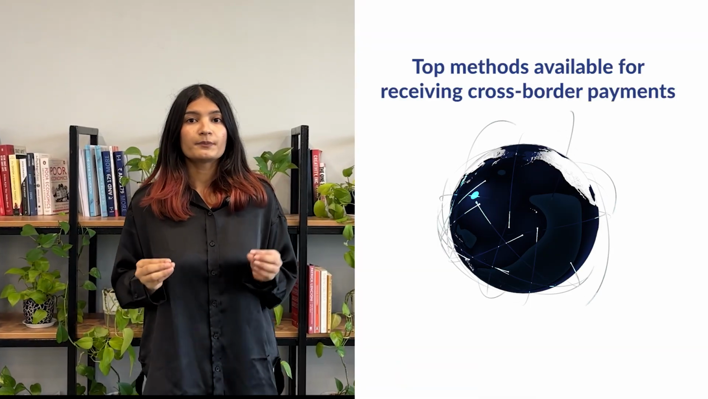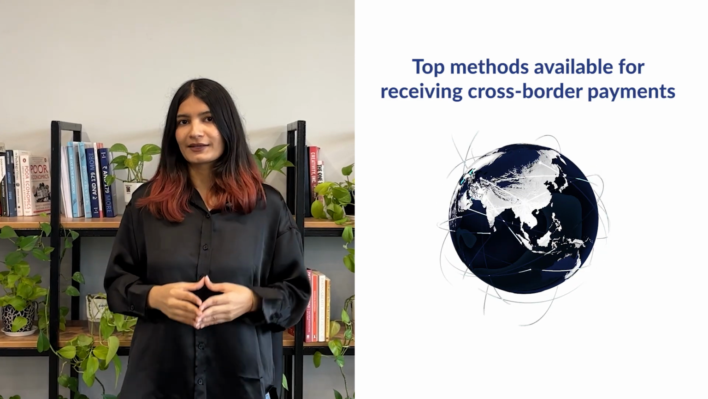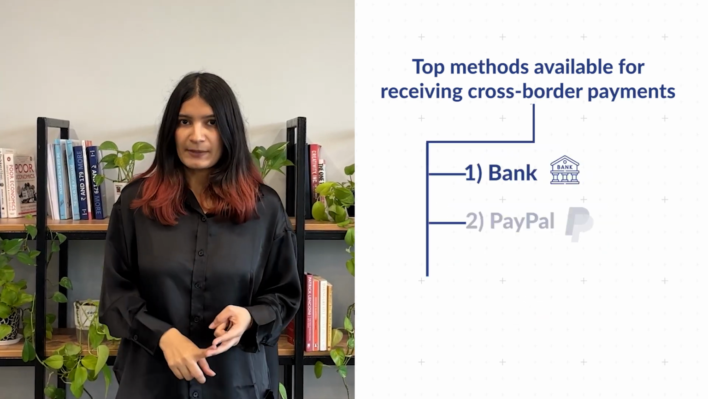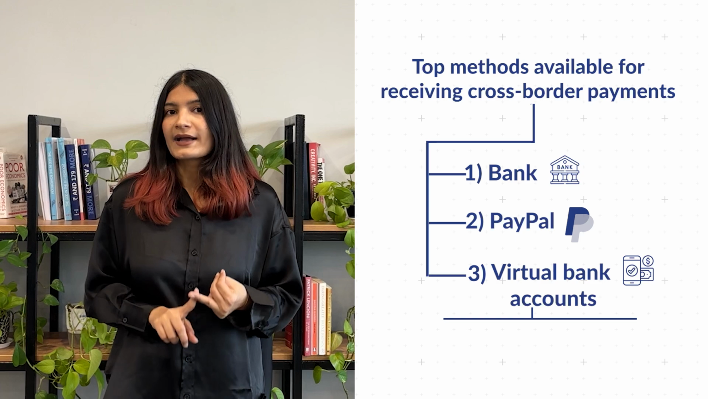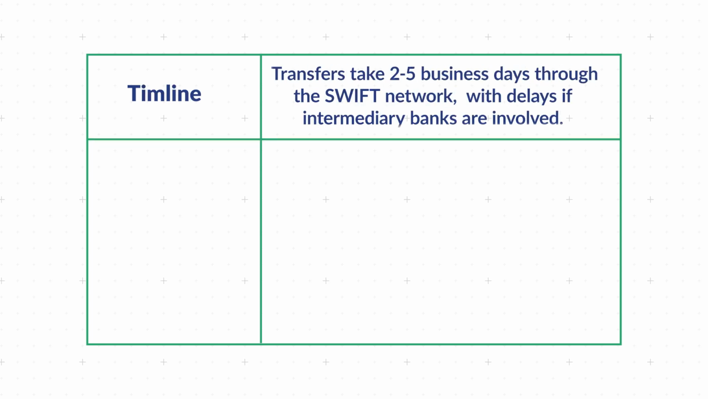Now let's explore what are the best ways of receiving international payments in India and how they compare. We have banks, then there's PayPal, and then there are virtual bank accounts platforms like Wise, Skydo, Payoneer. Now let's talk about banks. We all know that banks are reliable, but at the same time, they're expensive and slow. You may receive your payment between 2 to 5 business days through the SWIFT network, with delays if there are intermediary banks involved.